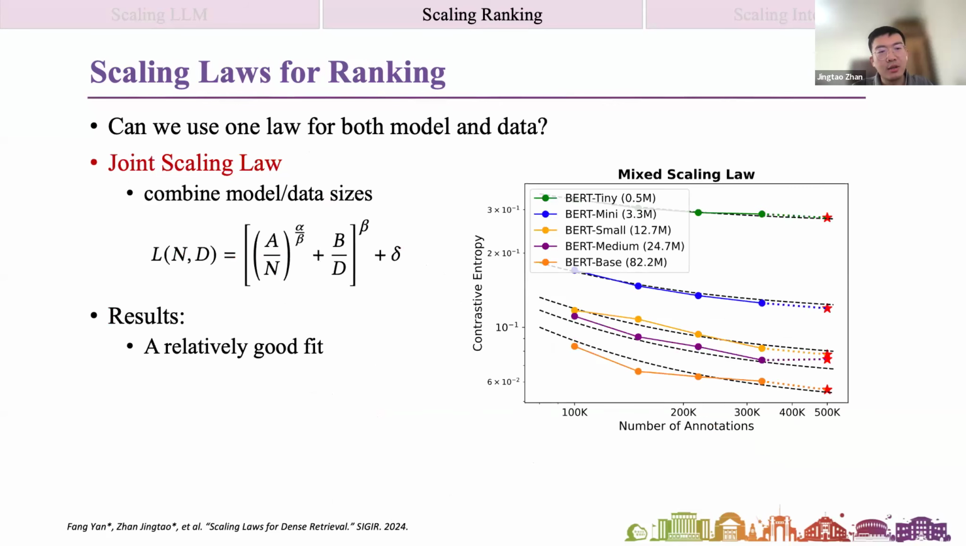And now we can also fit a joint scaling law, showing exactly how different combinations of model size and data size determine what the cross entropy loss will be. We will have this formulation and the fitting result is good. And this also echoes what OpenAI found.